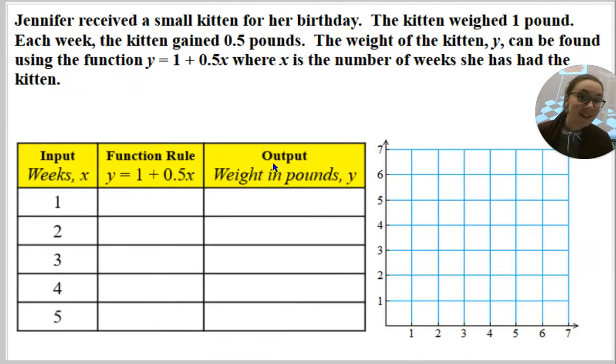This is example 2 of lesson 4.5, input-output tables. I'm over here now, by the way. And we're talking about Jennifer, who has a kitten. So cute. She got a kitten for her birthday, and the kitten weighed 1 pound when she got it. It's a tiny little kitten.